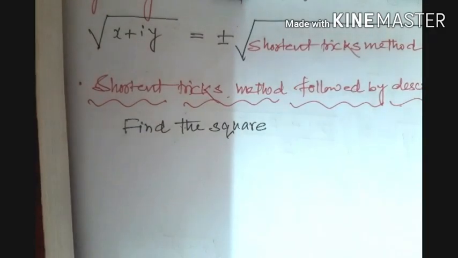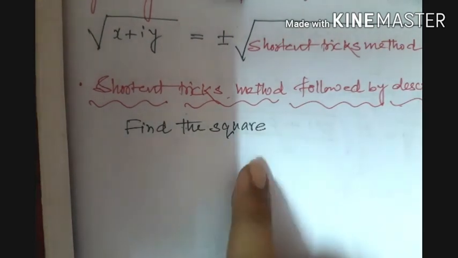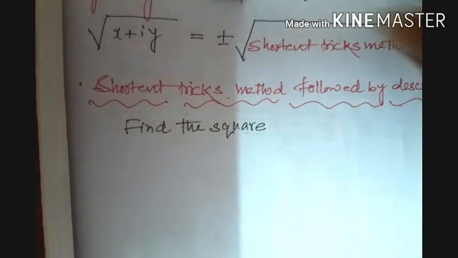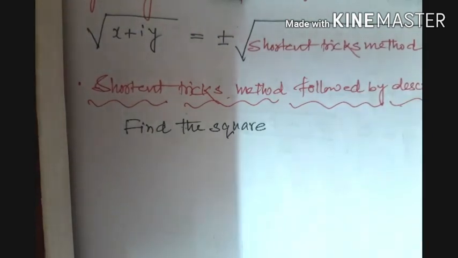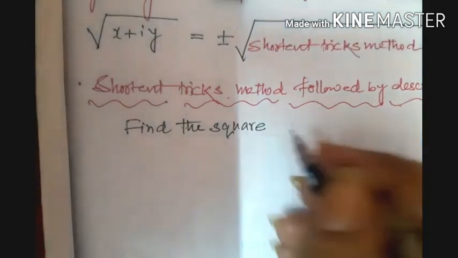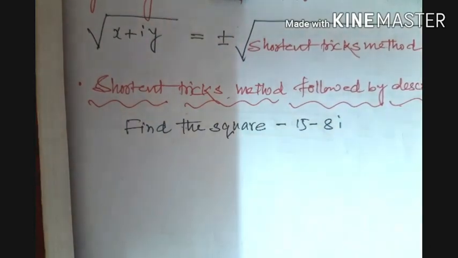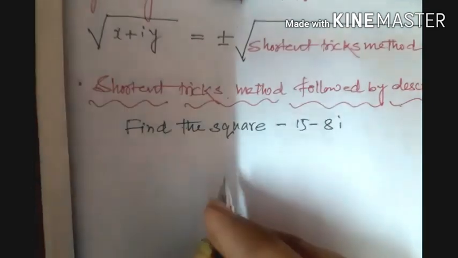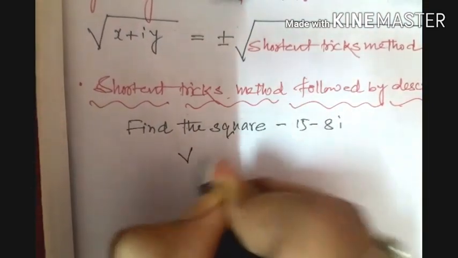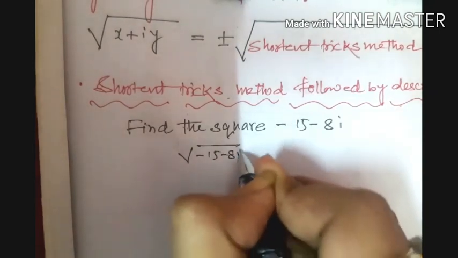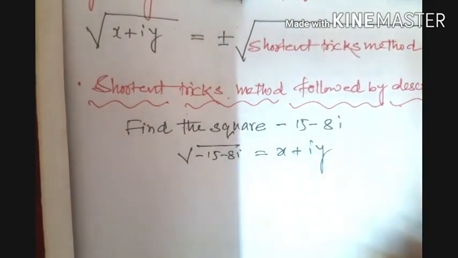Students, here we are going to discuss the final method, that is the last method, the shortcut tricks method, followed by the descriptive method. Descriptive means the first method we had done. So we have taken again the same complex number, minus 15 minus 8i. Whatever we did initially in the descriptive method, here also we are doing the same thing. So root over minus 15 minus 8i is equal to x plus iy.